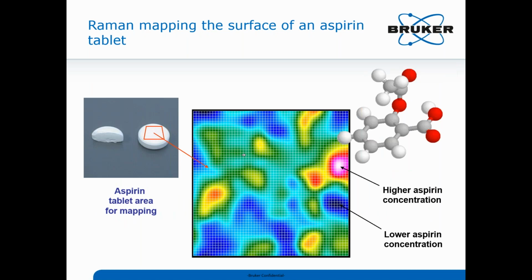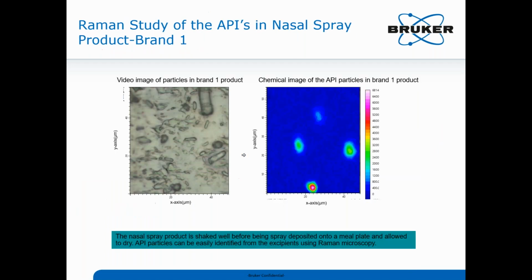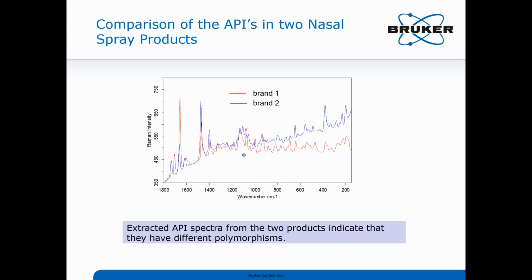So here's a good example where we're doing a fast map of a tablet, and you can see the area and the concentration where we have high and low concentrations. And then here, when we look at the cross section, we can look at the salicylic acid distribution. This is looking at a nasal spray of the Raman image. And again, you can see this is brand 1 and this is brand 2. And then when we compare the two, you can see that there are some differences in the two polymorphs that the vendors are using.